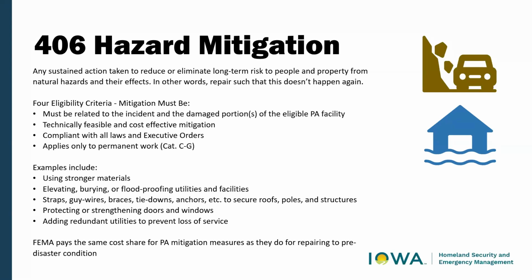Some examples of mitigation include using stronger materials, elevating, burying, or floodproofing utilities and facilities, straps, guy wires, braces, tie-down anchors. The PAPPG policy has Appendix J, which includes several examples of things that are eligible for hazard mitigation. And our team is able to provide some staff to help you figure out some good mitigation options for whatever damages you had. The federal cost share for repairing to pre-disaster is going to apply to any mitigation work as well. So they will pay 75% of that mitigation work.